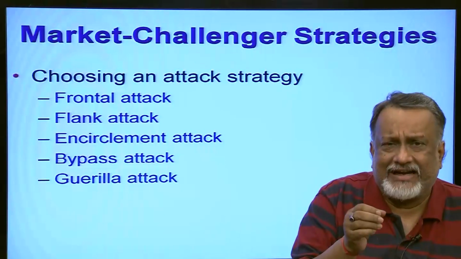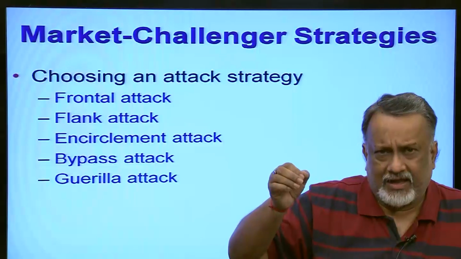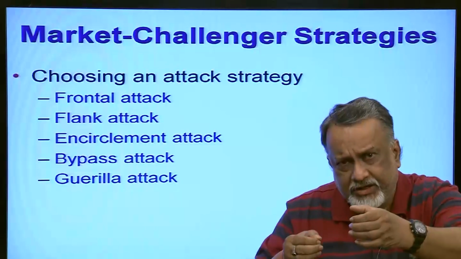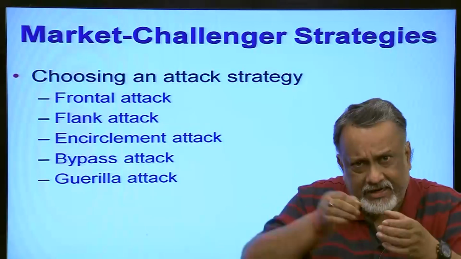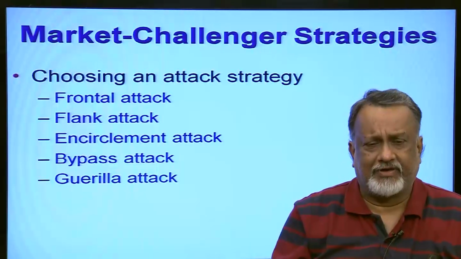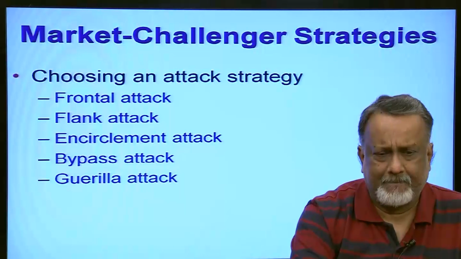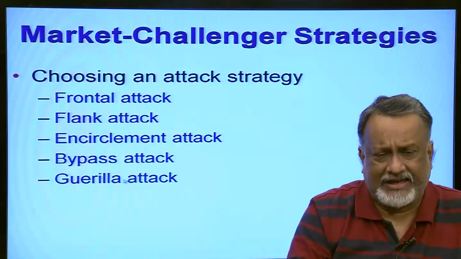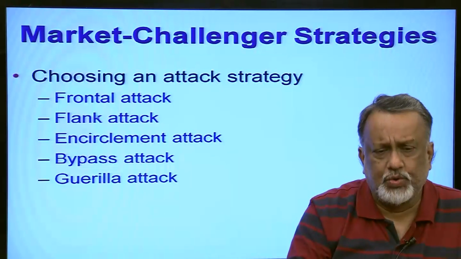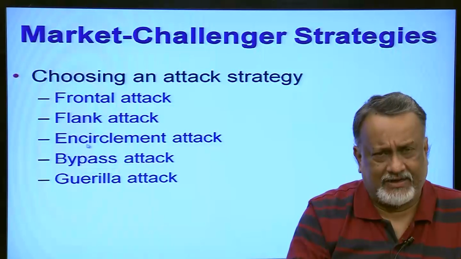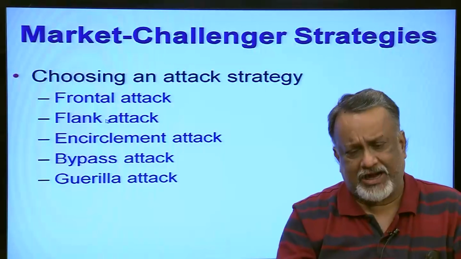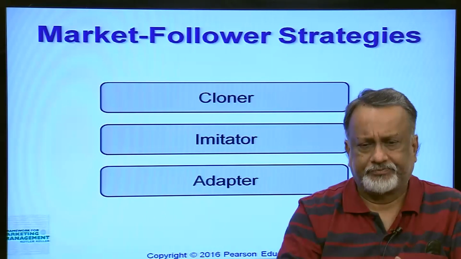And then we have guerrilla attack, where you attack a weak point, and as soon as the market leader responds, then you retreat, then you attack another weak point. So, this hit and run type of market challengers can also happen. I think these are more esoteric, this bypass attack and guerrilla attack, but these two, the frontal and the flank, and most importantly flank, is the attack strategy used by challenger brands.